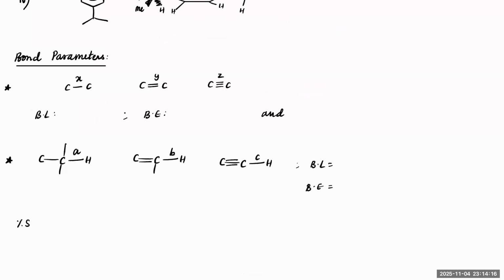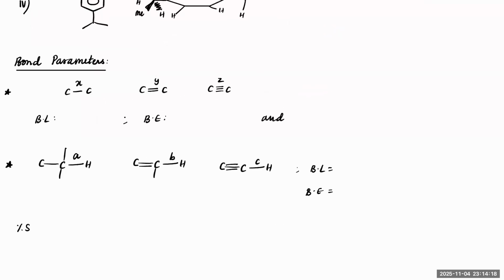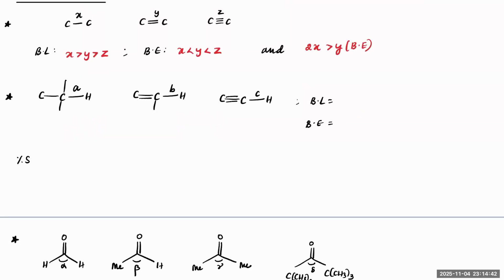Next, if it comes to bond parameters, generally bond length will be decreasing as the bond order is increasing. So I can say X is greater than Y is greater than Z. Bond energy wise, X is less than Y is less than Z. And if it comes to bond strength also, if you notice, 2X will be greater than Y when it comes to bond energy. Okay. 2X is greater than Y.